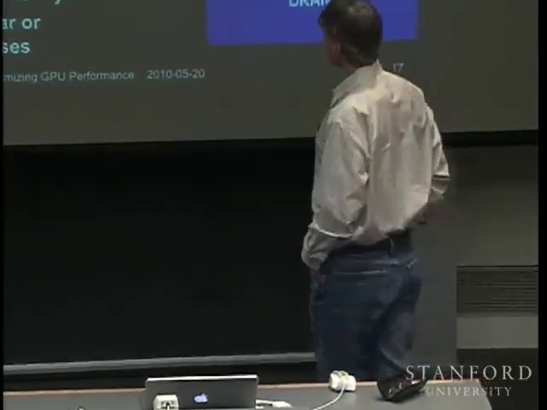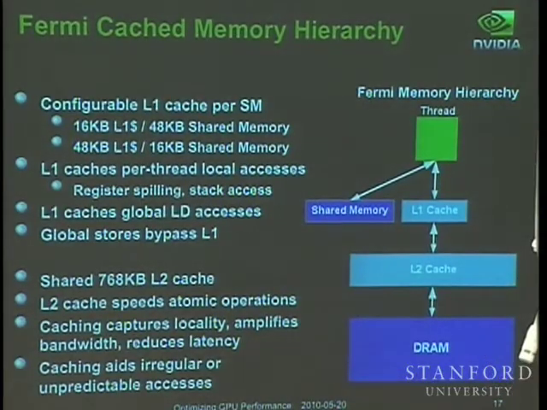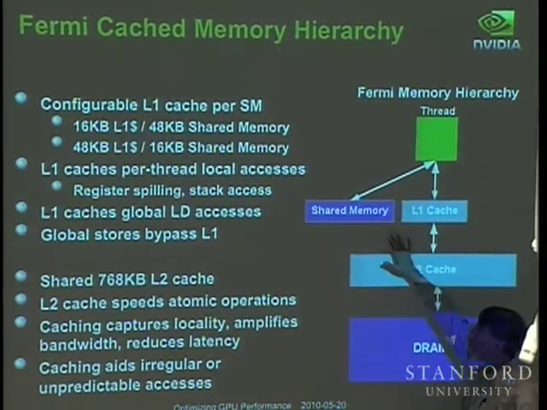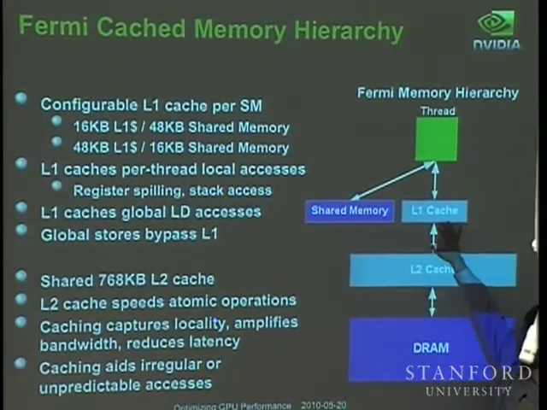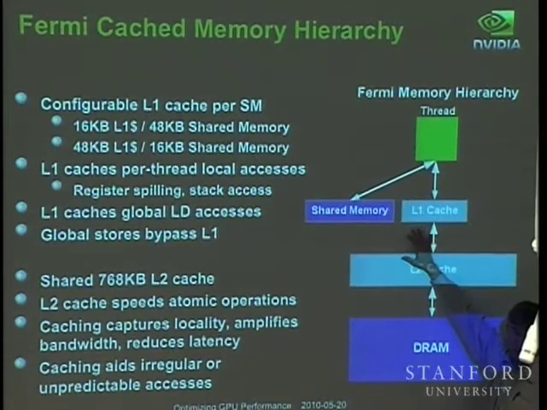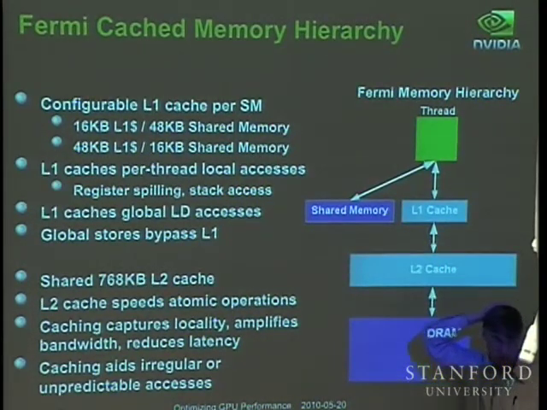In Fermi, we introduced this shared memory sort of off to the side, and we partition the RAM between the shared memory and the cache. So in your program, you can decide, do I want to use a big tile in shared memory? That makes sense if I have a regular kind of structure. But if I have an unpredictable or irregular kind of memory access pattern, I might be better off trying to use the L1 cache. It's worth a try.